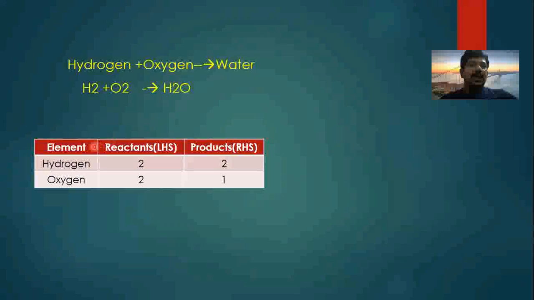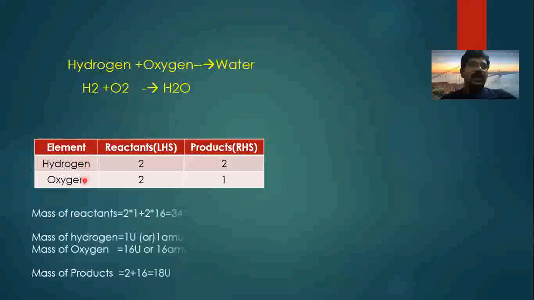Observe this one. Write the elements present in this reaction. Hydrogen is present and oxygen is present. How many atoms are there on the reactant side? 2 atoms of hydrogen and 2 atoms of oxygen. On the product side, observe this one: 2 hydrogen atoms and 1 oxygen atom. Is it balanced? Look carefully. Hydrogen is balanced, but oxygen is not balanced.